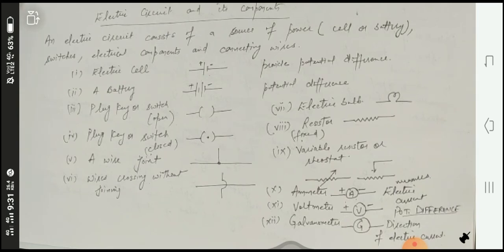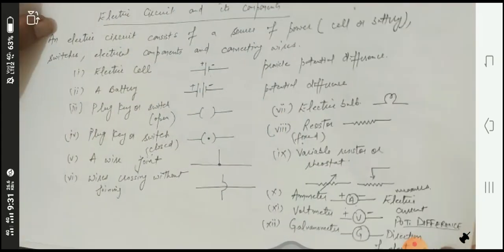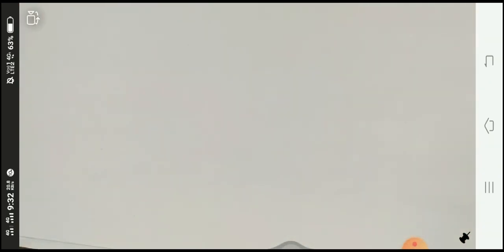Is that clear, everyone? Great. Right. So let's move to the next topic. One of the most important topics of this chapter, that is known as Ohm's law.